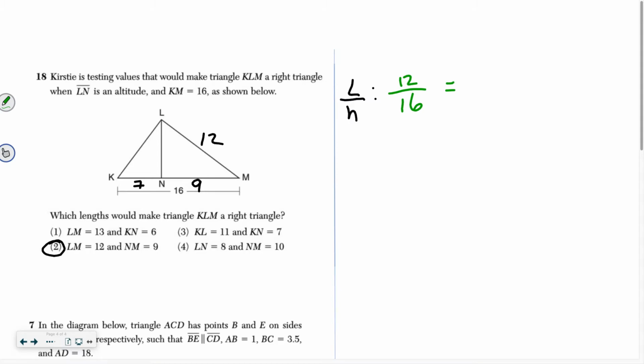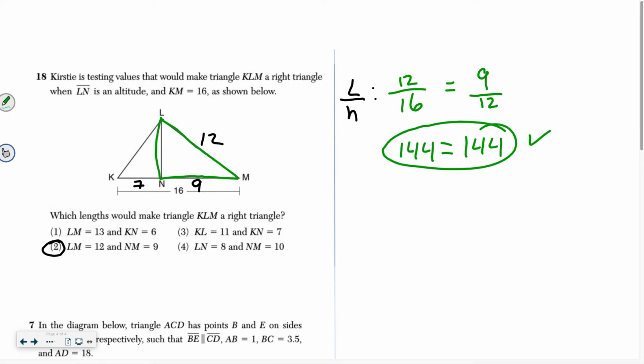Now, going back to this triangle here, we have that our height is 12 and our long side is 9. And so 12 times 12 is 144, and 16 times 9 is also 144. This is true. So that gives us 2, right? This makes triangle KLM a right triangle.